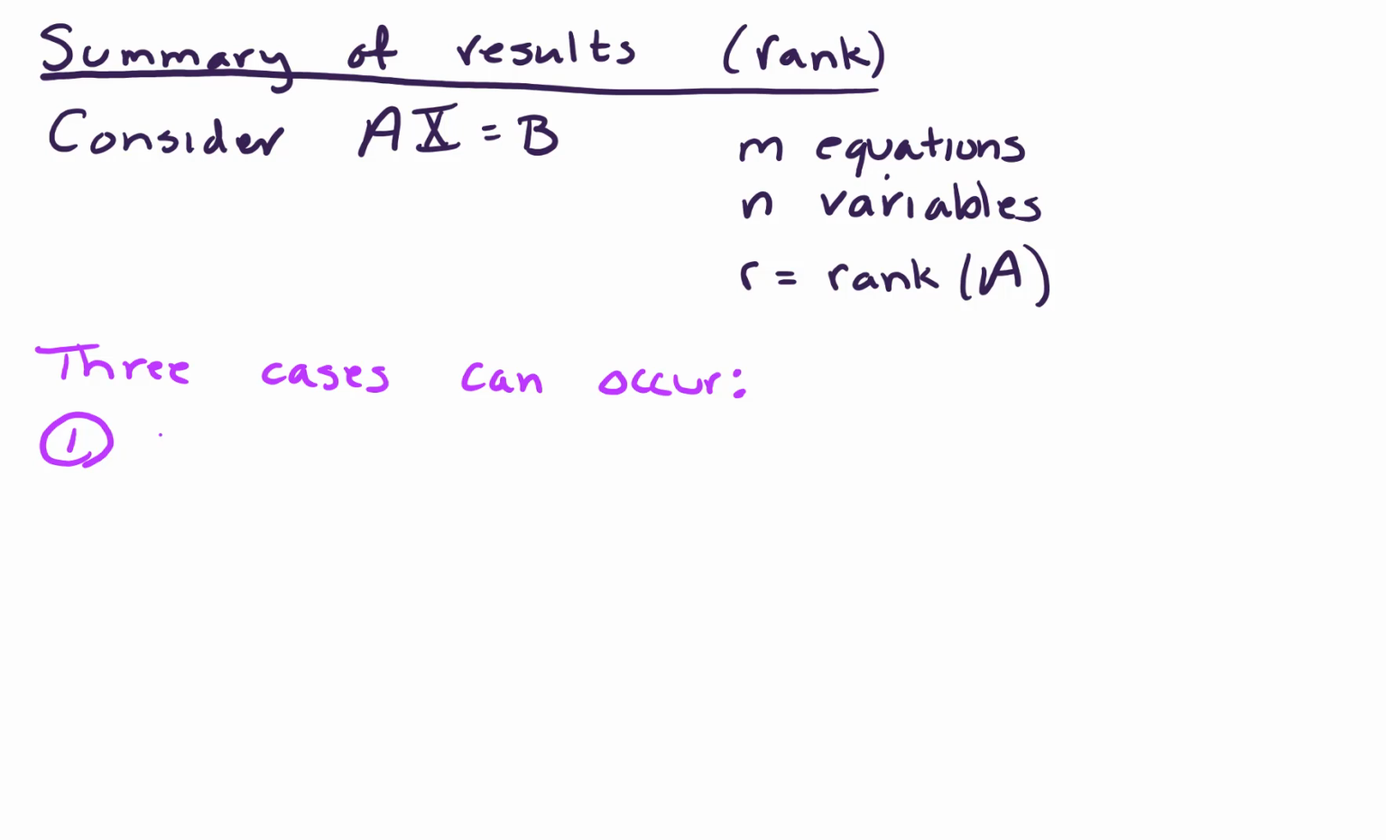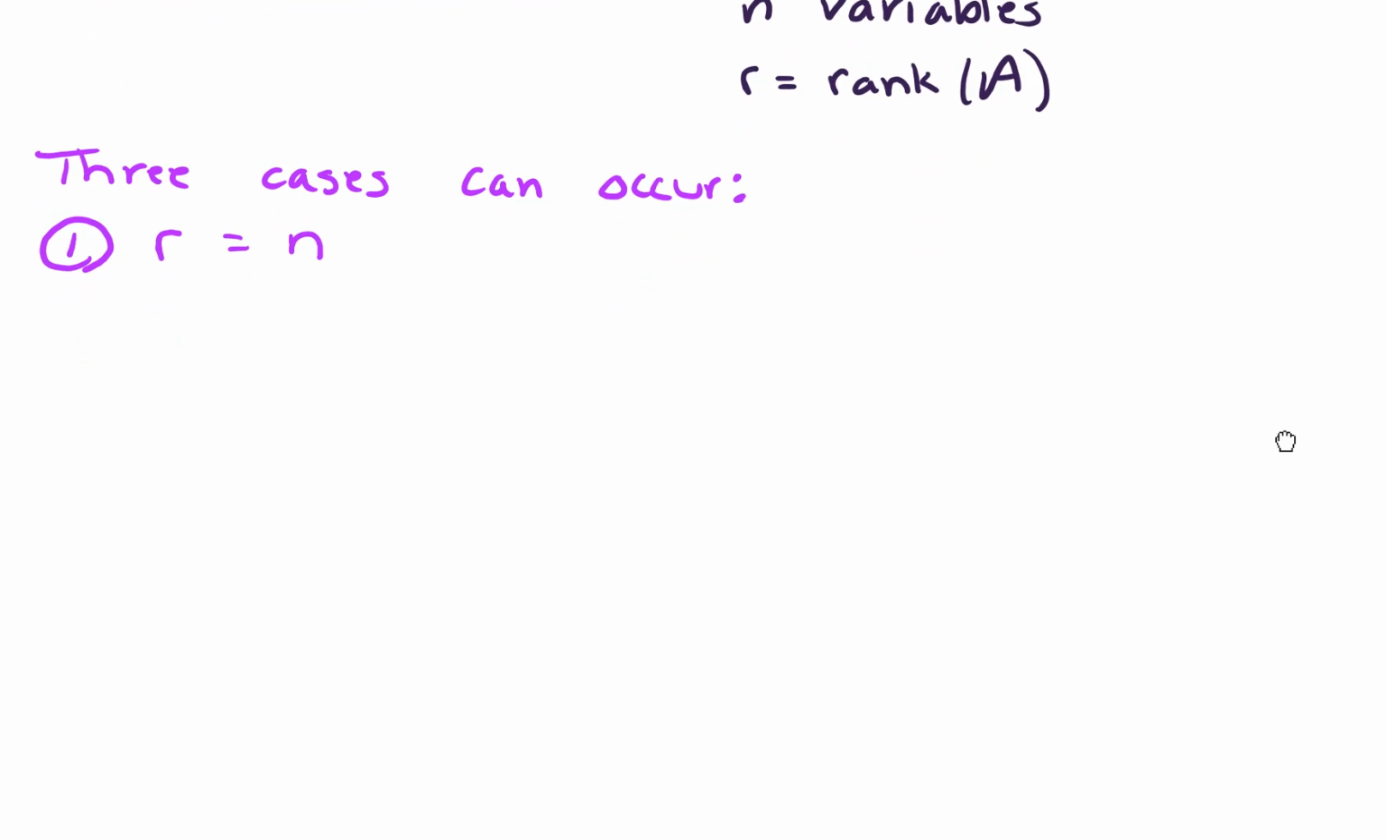So first of all, let's look at what will happen when the rank of A equals the number of variables in the system. All right, and let's draw a picture to see what that would look like. So we've got a system of equations. So we've got a1,1 x1 plus a1,2 x2, and so forth. And we've got n variables, so we'll go all the way up to a1,n xn, and that equals some constant b1.